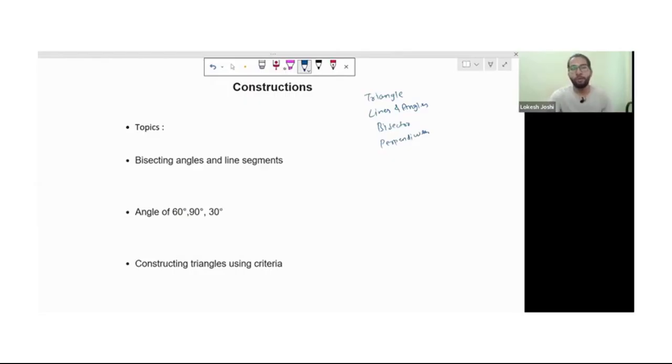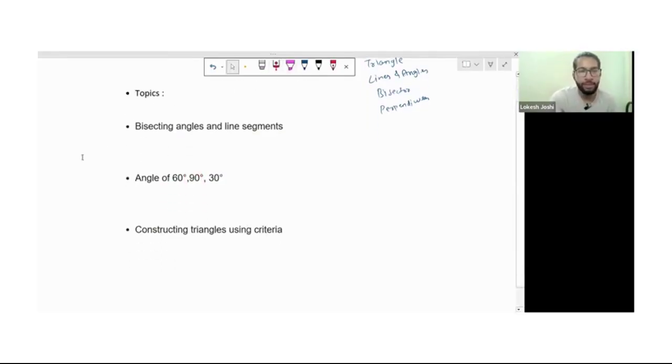Up to now, all these things are clear to you, but one thing is missing: how we can draw them without using tools like the protractor or compass. There are some properties behind all such topics, and we will use them to construct those topics in a very interesting way. First of all, in this chapter, we will construct bisecting angles and line segments. After that, we will construct some angles of particular measure, which are angles of 60°, 90°, and 30°. And 90°, as you all know, is known as perpendicular.